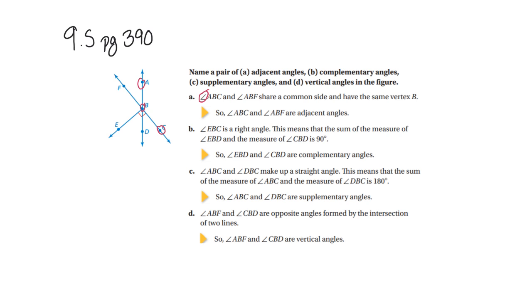So it says, what are two adjacent angles? They said ABC and ABF. And that would be true because remember, adjacent angles just share a vertex. So basically, they share a point. So this is angle ABC. This is angle ABF right here. And they share that point of B. So yes, you could have had a bunch of different answers for that one, but that is one correct answer.